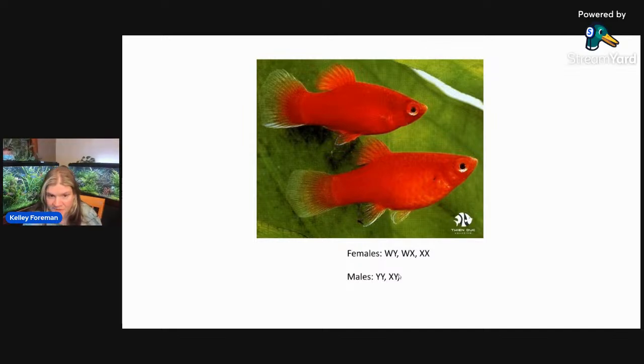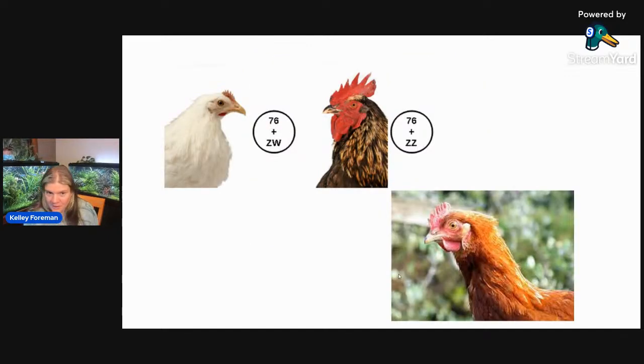And there are also some developmental cues for whether a fish will be a fertile male or not. And you guys probably know way more about that than I do, because I know a lot of you are platy breeders, platy keepers, platy people.